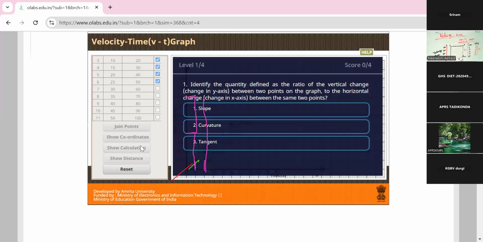Show the calculation. Yes, to identify that quantity, define the ratio of the vertical change between two points on the graph to the horizontal change between the same two points. Which is the right answer? First, second or third: slope, curvature or tangent? Which one is the right answer? It is the curvature. No, that's wrong, because it is slope.